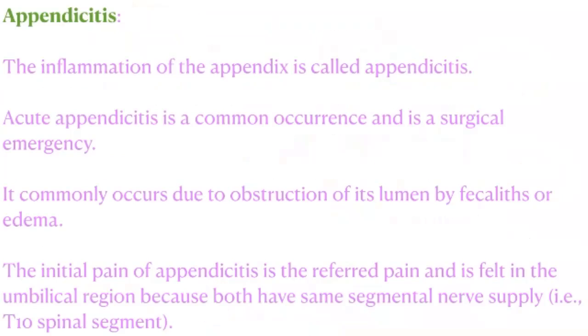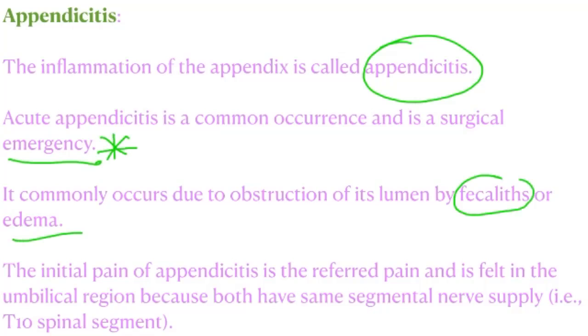Coming to appendicitis. Inflammation of the appendix is called appendicitis. Acute appendicitis is a common occurrence and is a surgical emergency. It occurs due to obstruction of the lumen by a fecalith or edema. The initial pain of appendicitis is referred pain and is felt in the umbilical region because both have the same segmental nerve supply, right? T10. That is why first the pain is at the umbilical region.